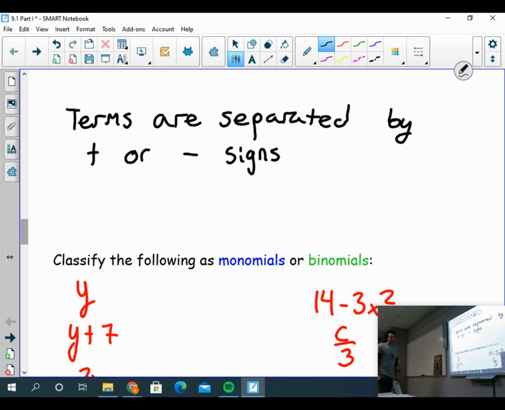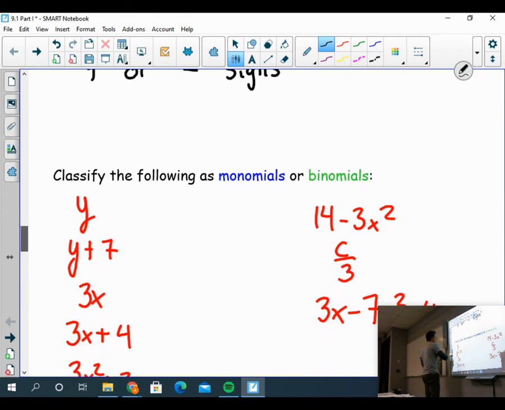Therefore, if we have no plus or minus signs, and we just have a letter or a number, a variable, or a product of the two, it's a monomial. But with a binomial, you're going to have a plus or minus sign present so that you have multiple terms. Okay, let's do a couple examples. Y would be a monomial.